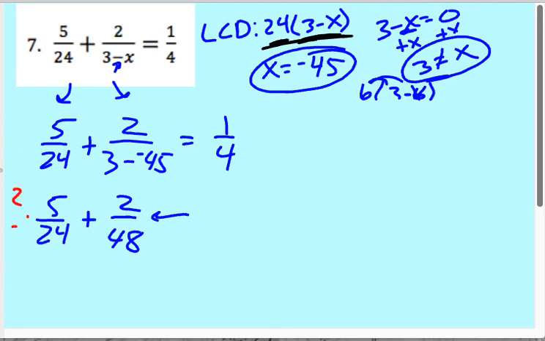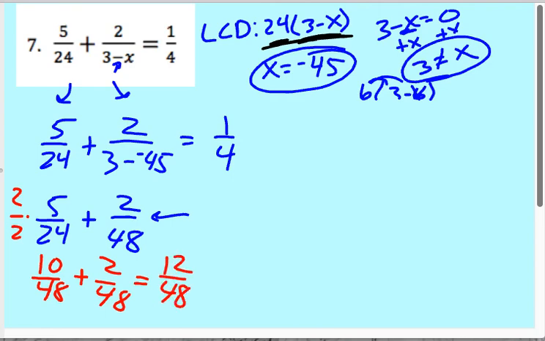So 2 over 2, that's 10 over 48, plus 2 over 48, and that's equal to 12 over 48. Guess what that reduces down to? Yeah, 1/4. We got the bomb here. The answer's awesome. Incredible. So that's it. That's a lot going on.